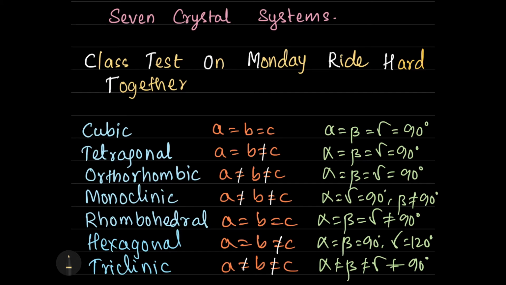Okay, how to remember these things? That's why I have given you a mnemonic to remember these 7 crystal systems. Let's see what the mnemonic is. Class test on Monday. Ride hard together. Here class stands for C, test stands for T, on stands for O, Monday stands for M, ride stands for R, hard stands for H, together stands for triclinic.